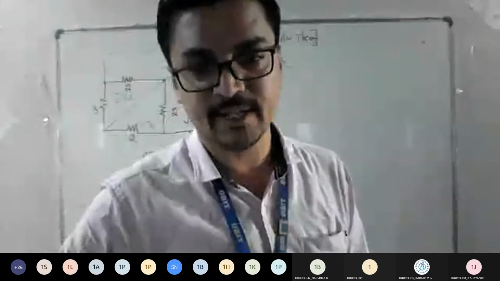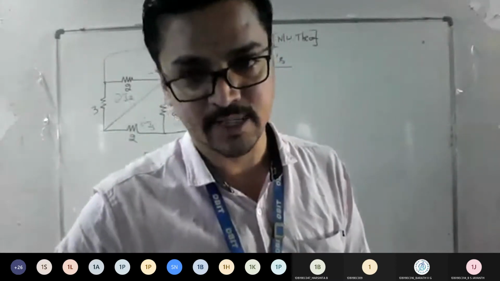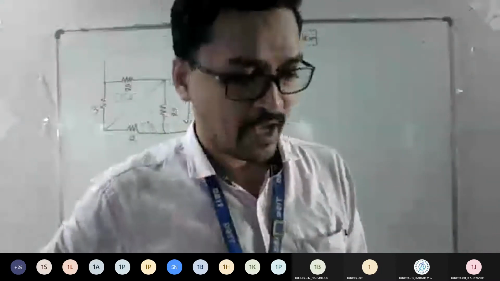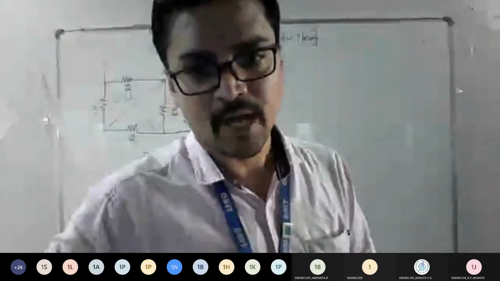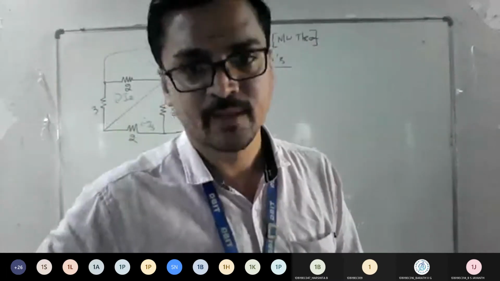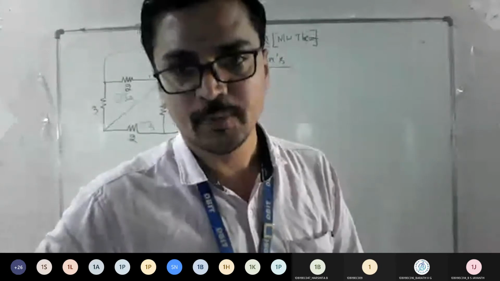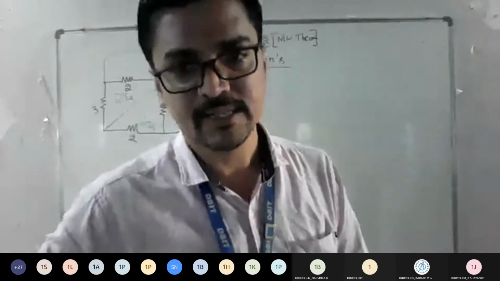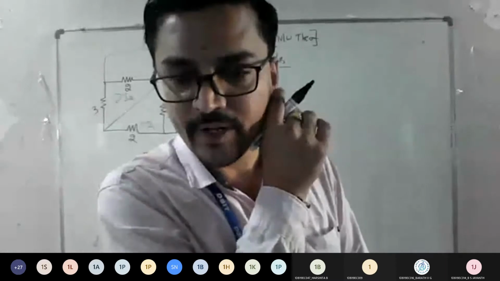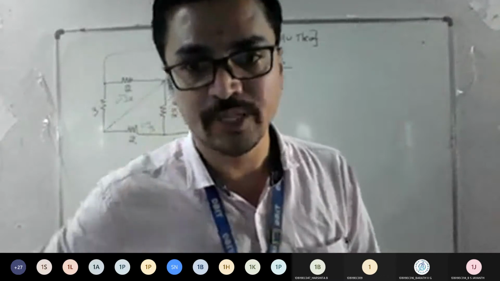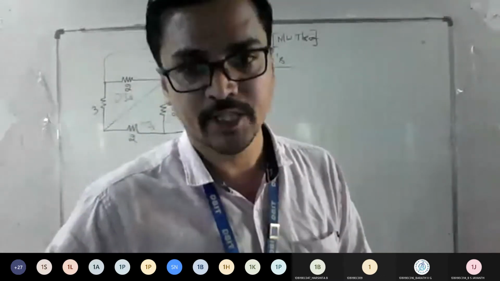See here, they're not asking for any current. They're telling you to get the equivalent Norton circuit. It means the load won't be connected. So obtain the Norton's equivalent circuit for the network shown below across terminals A and B, and also obtain its Thevenin's equivalent circuit. So it is like the last thing you did, no? After finding the current, apply source transformation logic and get the answer in terms of voltage. That is your Thevenin's. Is it fine here? Got the question?